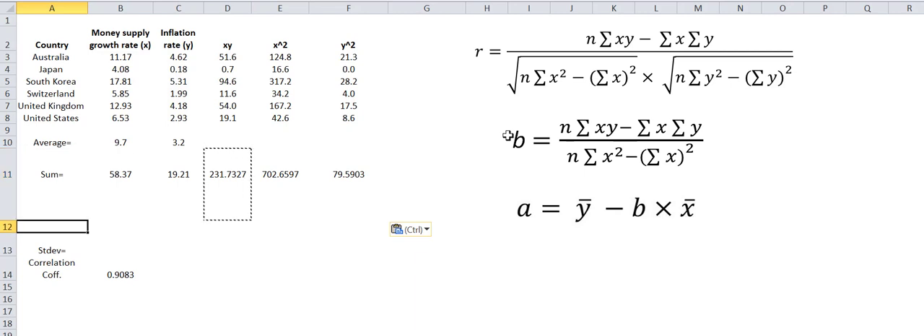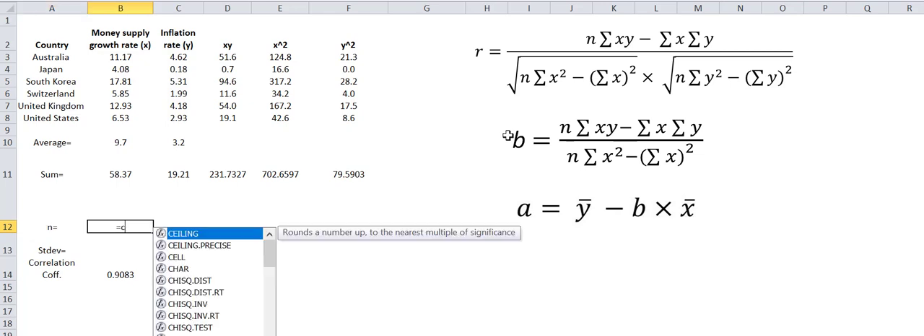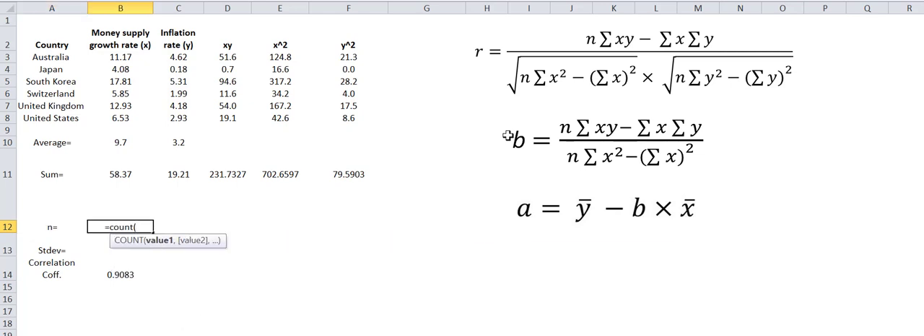N is my number of count, so the number of count will be equal to count. I'm just going to count how many x y data points I have. So I have a total of 6.